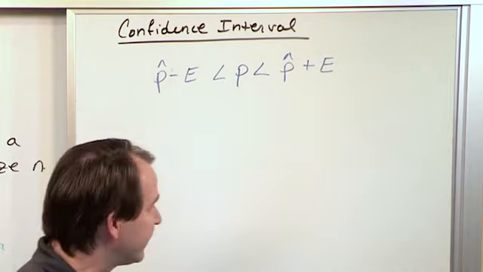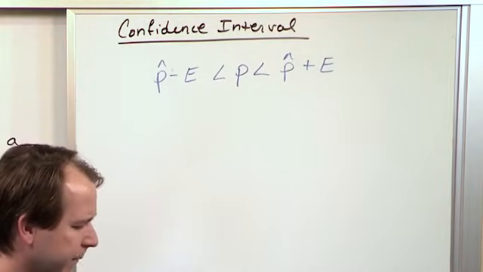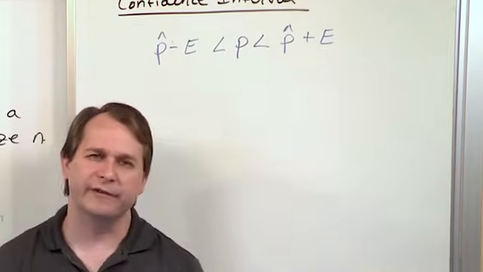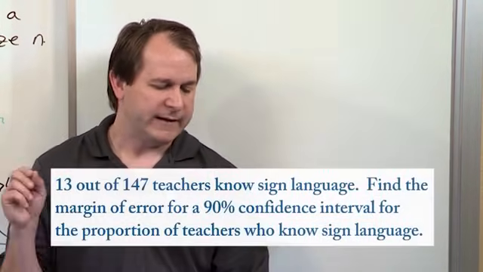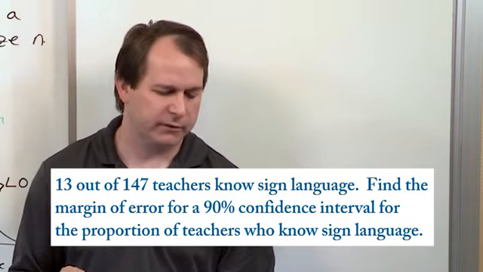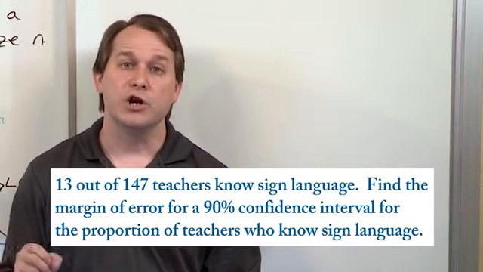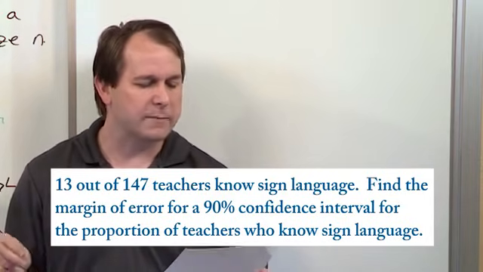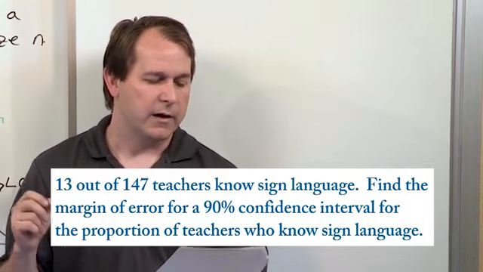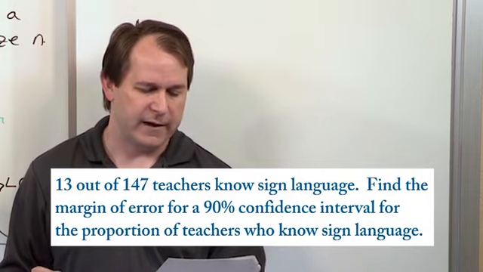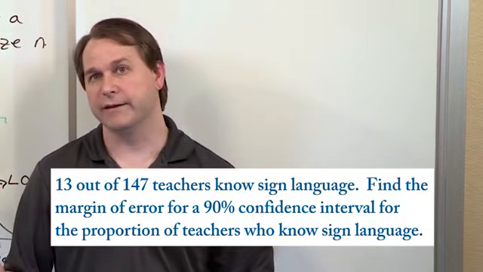So let's get a little bit of practice from that. This isn't going to be a complete problem, but we'll just kind of get our feet wet here, and then we're going to do a few problems in the next few sections. Let's say we have 13 out of 147 teachers know sign language. Find the margin of error for a 90% confidence interval for the proportion of teachers that know sign language across the country.